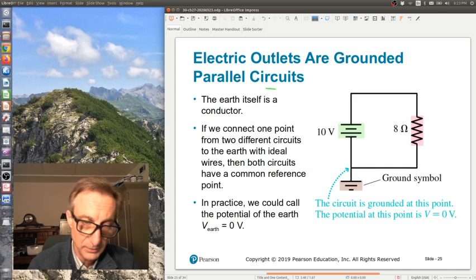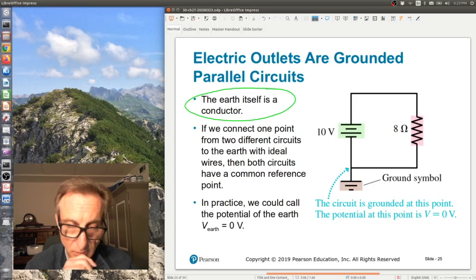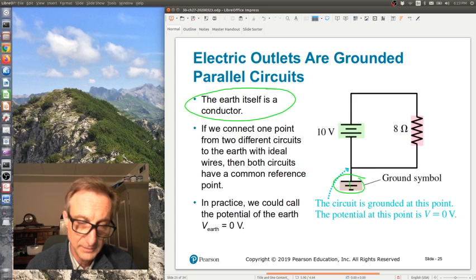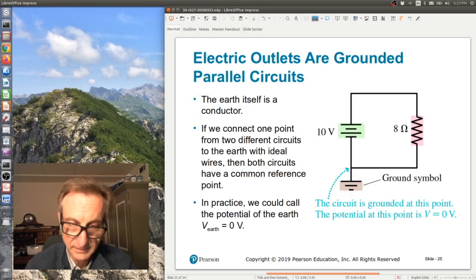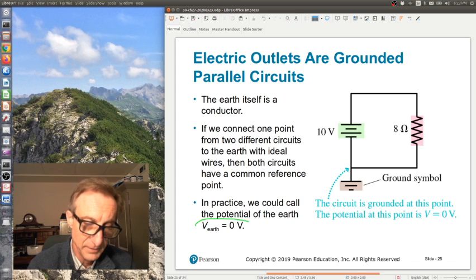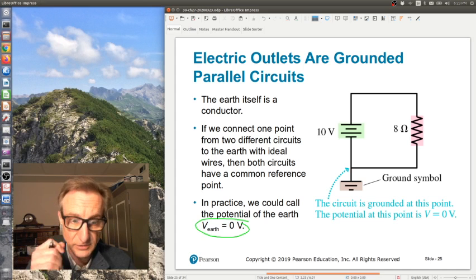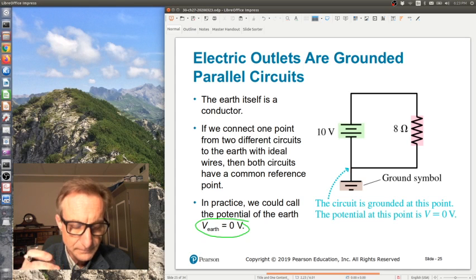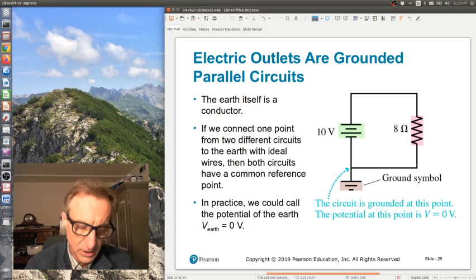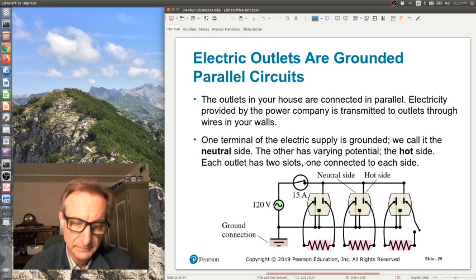And the ground is actually the earth. The earth itself is a conductor, and so all houses have a line that goes into the ground and therefore grounds the entire home, so that that can be used as a common reference point for all circuits. In practice, we could call the potential of the earth 0 volts. We have the freedom to do that, even though the earth is actually slightly negatively charged. However, we can call it 0 volts because we have the freedom to do that with electric potential, much as we do for potential energy. The outlets in a typical home are connected in parallel.